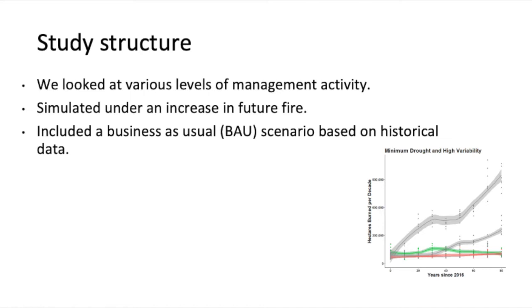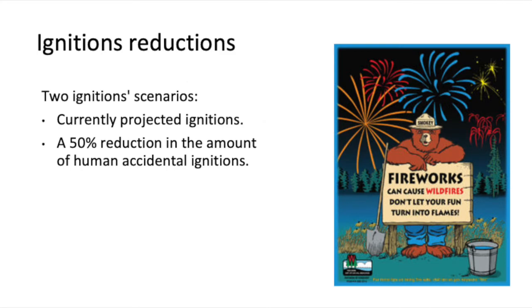Okay. So we ran 2 scenarios of ignitions. One of them is what we know now about ignitions across the landscape, and also a 50% reduction in human accidental ignitions. And this is based on the thought, and some people actually brought this up today, that if we're able to educate the public or even increase surveillance of fire, we might be able to reduce ignitions by 50%. Because we know what's going to happen if we increase the ignitions, right?